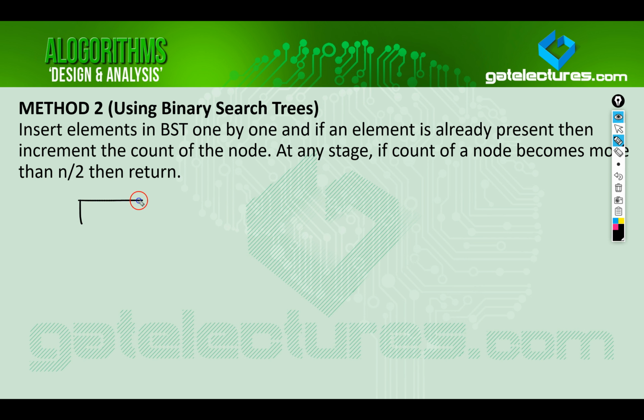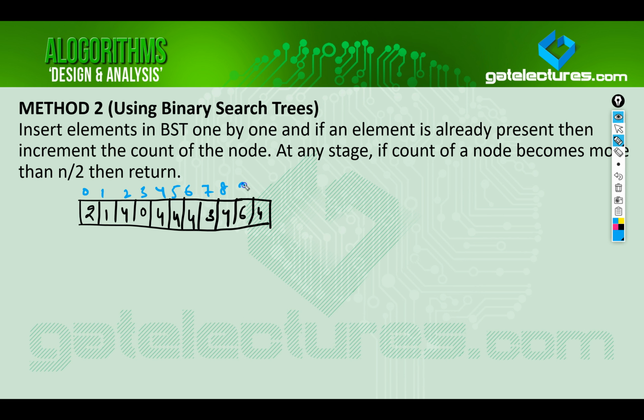Now let us say we have this array which has the elements 2, 1, 4, 0, 4, 4, 4, 3, 4, 6, 4. As you can clearly see here, 4 is in majority. Let us just confirm that. We have the index locations as 0, 1, 2, 3, 4, 5, 6, 7, 8, 9 and 10. And how many times is 4 coming? It is 1, 2, 3, 4, 5 and 6. Oh, I think 4 is in majority.